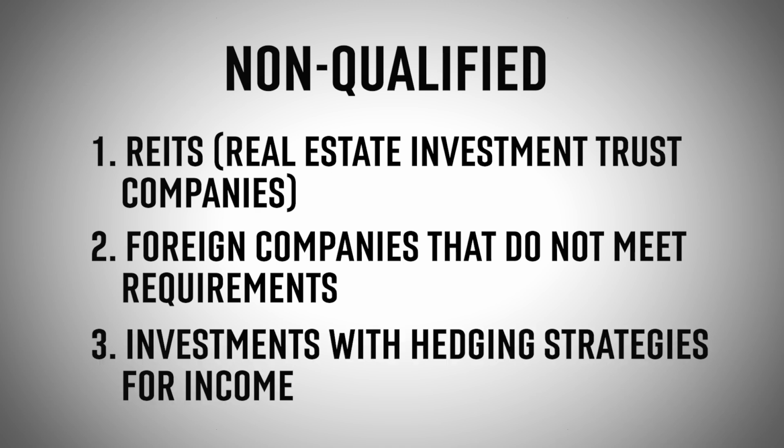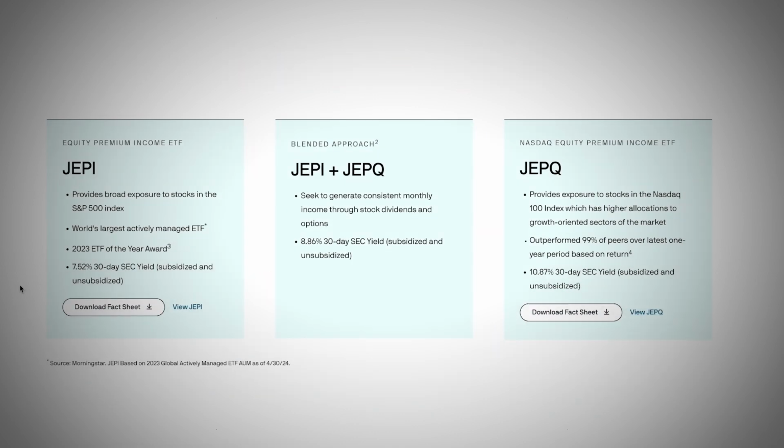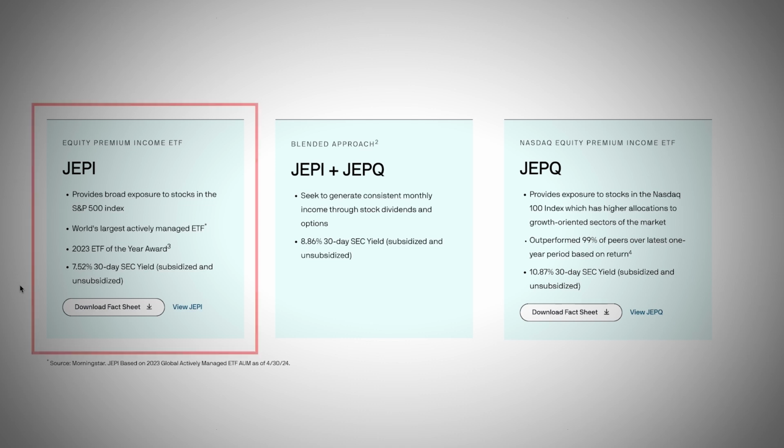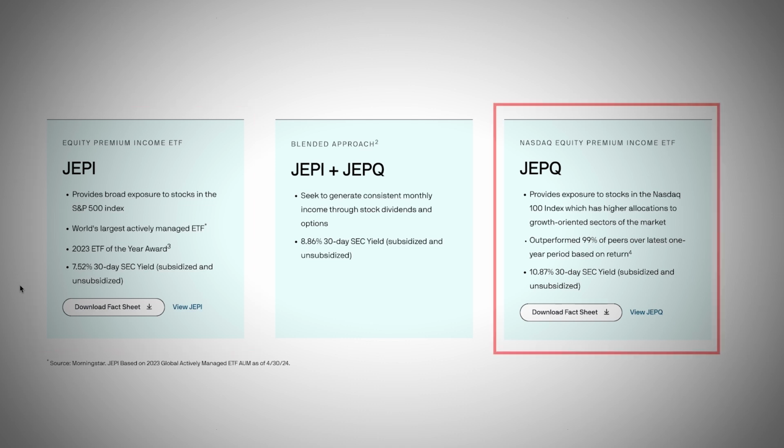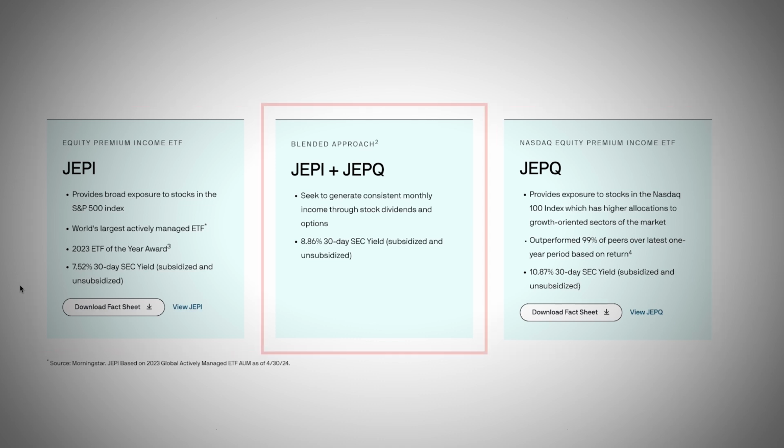Then another one that's really important are the investments that use hedging strategies to provide the dividend income to its shareholders. Two popular examples of this are the monthly dividend ETFs that are JEPI and JEPQ, where they both generate income through stock dividends, but also their option strategies.